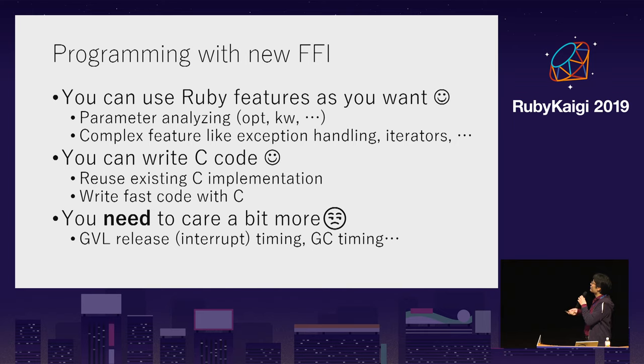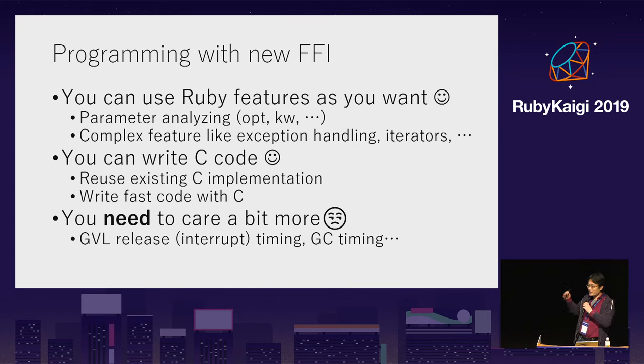Using this new FFI, we can use Ruby features. So in this style, we can mix Ruby and C, and we can choose what is best for you. For parameter analysis or other complex features, we can use Ruby's features, and we can write C code. We can reuse the existing C implementation, so we only need to call the C function from the Ruby code. And writing faster code in C is feasible for MRI. However, there are some concerns. We need to care a bit more about, for example, GVL or GIL release timing or garbage collection timing or something like that. So this is a bit different.